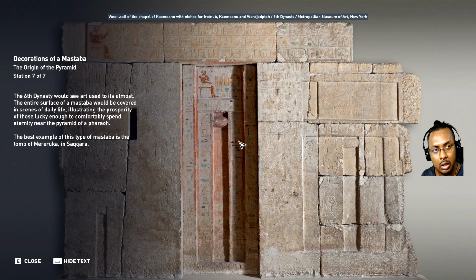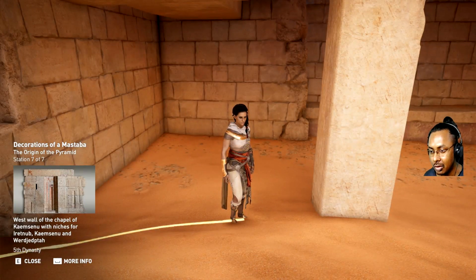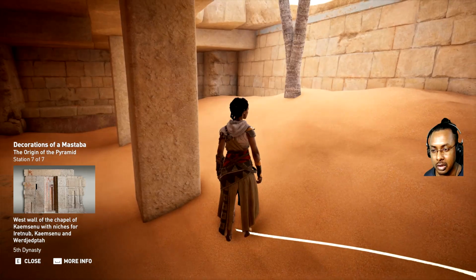So yeah, it feels like it was meant for the dead, not for us to see. Maybe we are dead now, who knows. Okay, so that was the last checkpoint. Yeah, that was the last checkpoint.